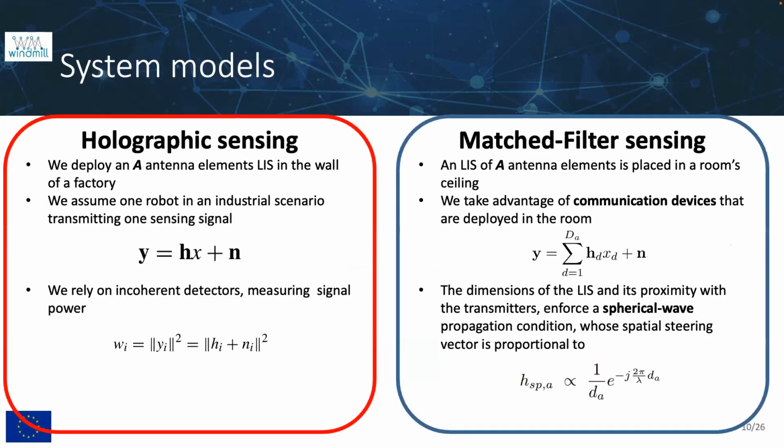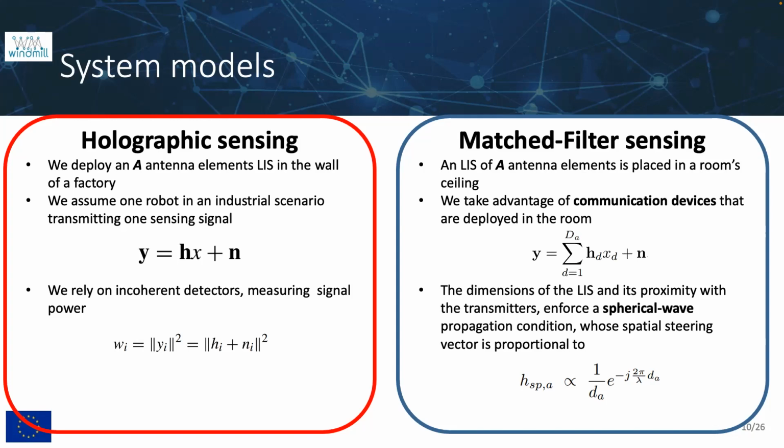So let's get a bit into the modeling. These are the two system models that we use mainly. The holographic sensing is the simplest one. As I said, we measure the received signal power. We have our LIS with the A antenna elements. And we assume that in this industrial setup that I was mentioning, we have just a robot transmitting a sensing signal. And this is the received signal that we obtain. Finally, we are using incoherent detectors, so we just measure the power. So basically there we are representing the power at the i-th antenna element.